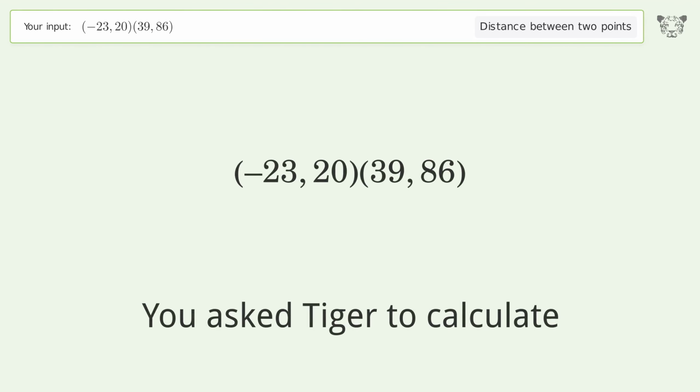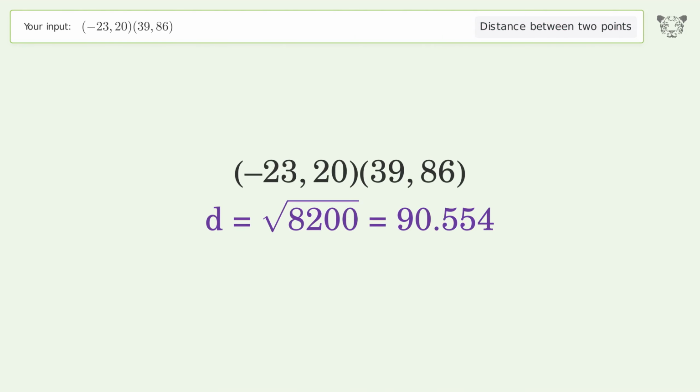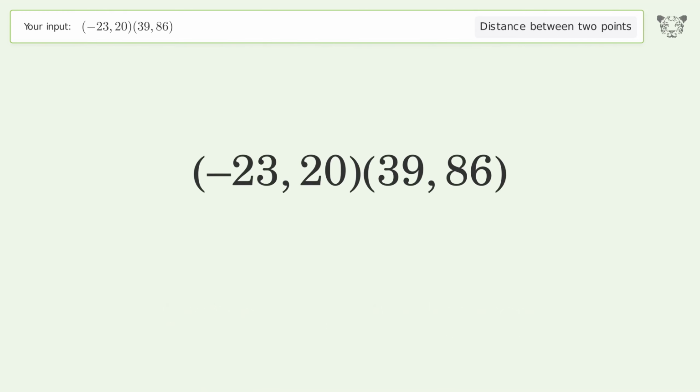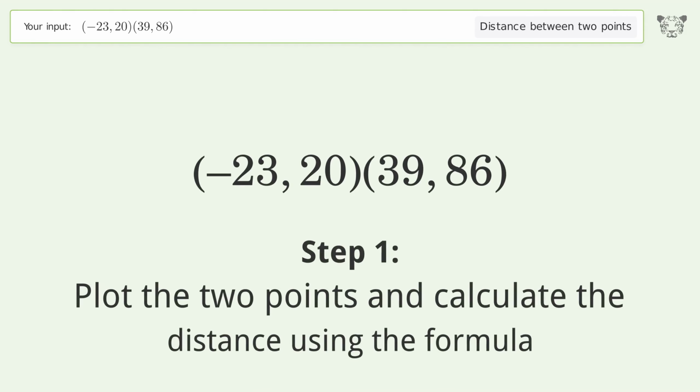You ask to calculate the distance between 2 points. The distance between the 2 points is the square root of 8,200, or 90.554. Let's solve it step by step. Plot the 2 points and calculate the distance using the formula.